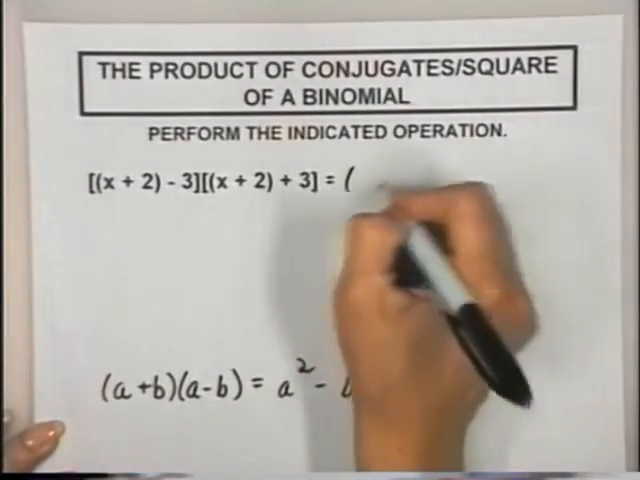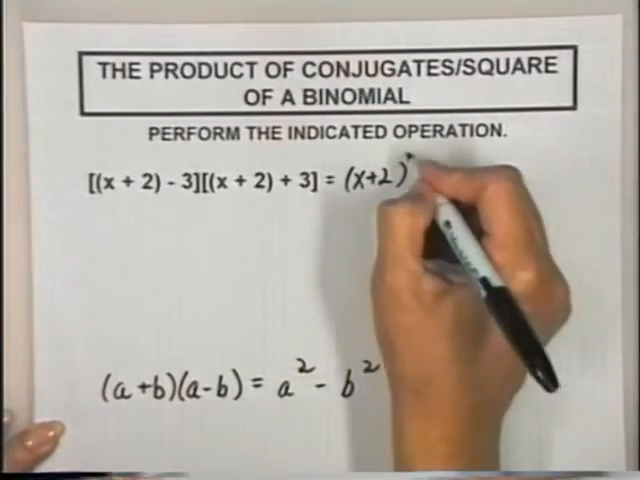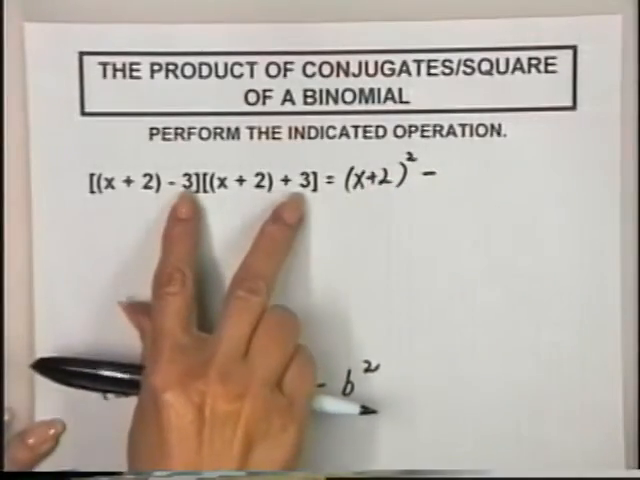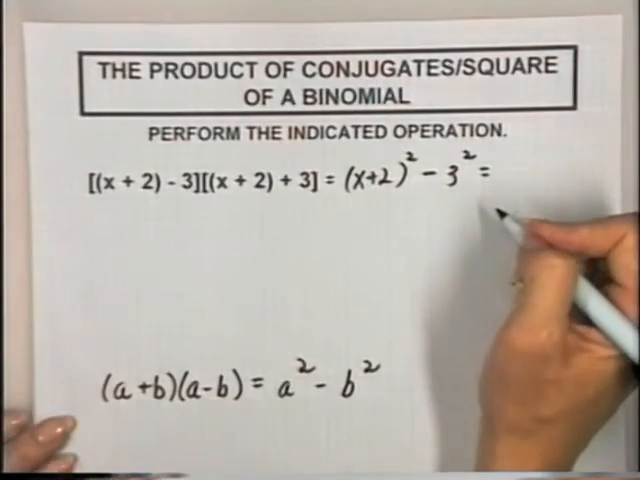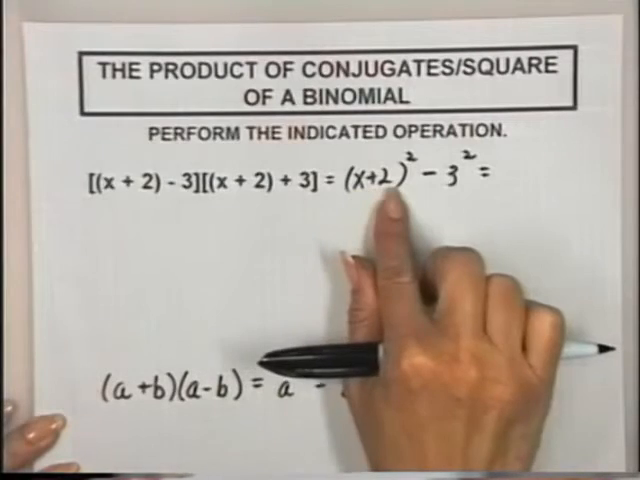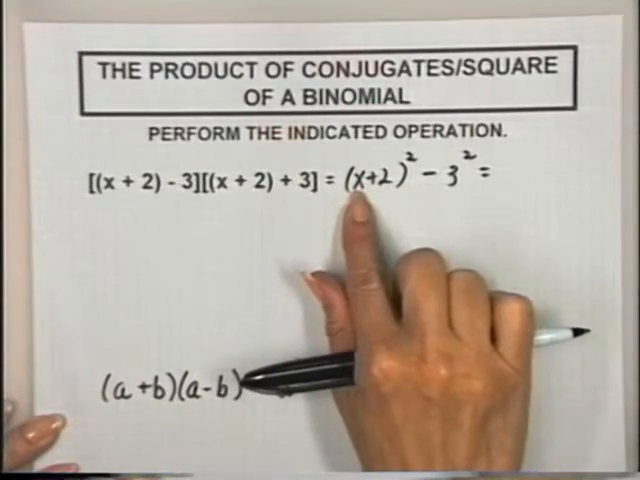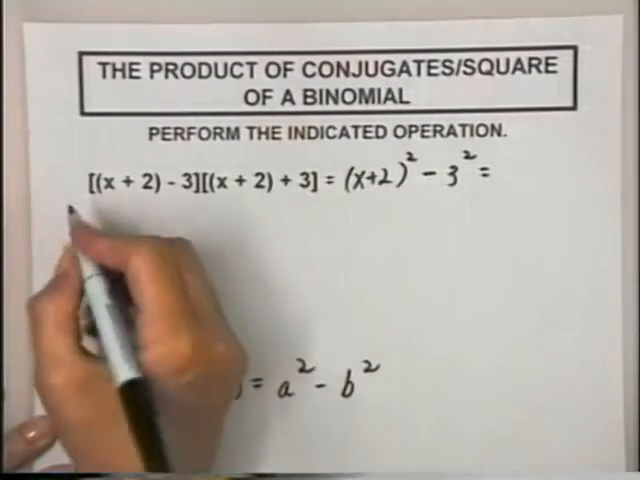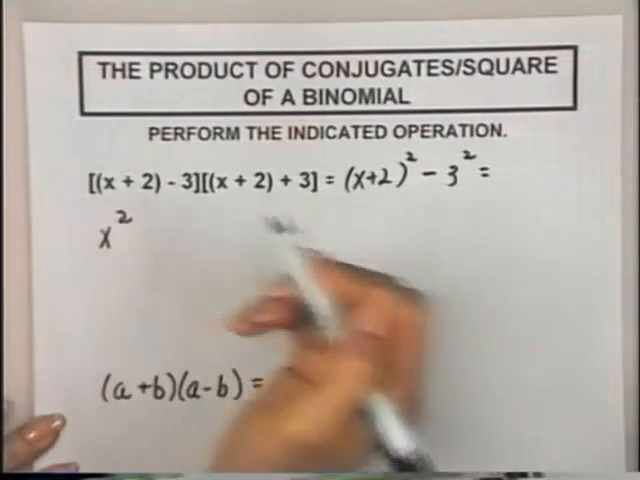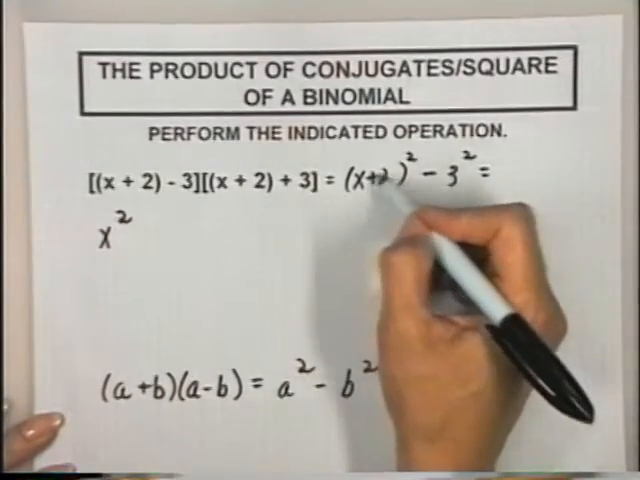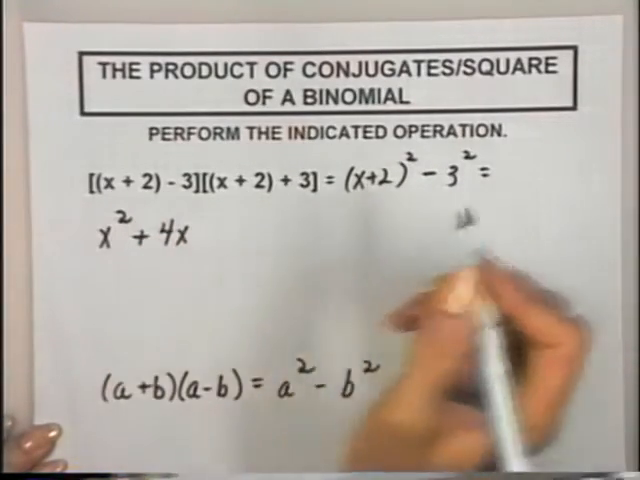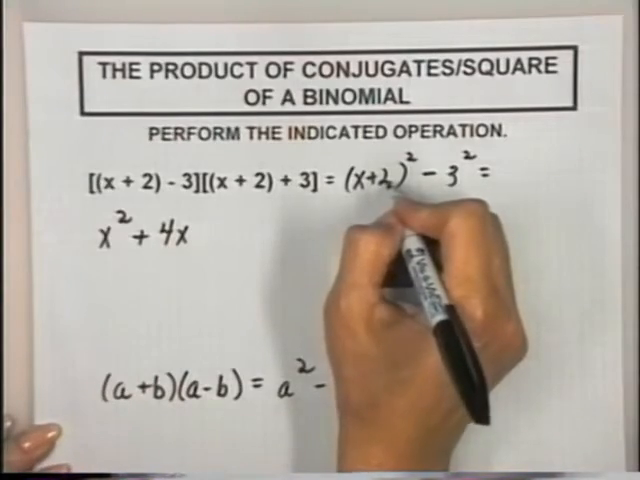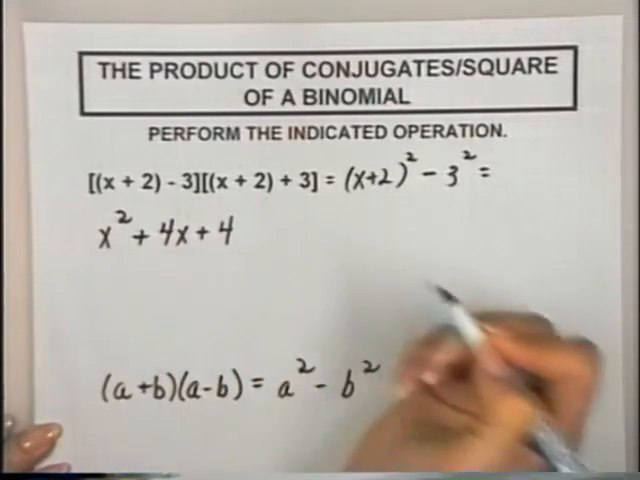So for this problem, we will square the x plus 2, subtract the square of the 3. Now let's use our shortcut for squaring this binomial. We will square the first term. When we square x, we get x squared. We will think 2 times x times 2 is 4x, so our second term will be 4x. Last, we will square the 2. When we square the 2, we will get 4.